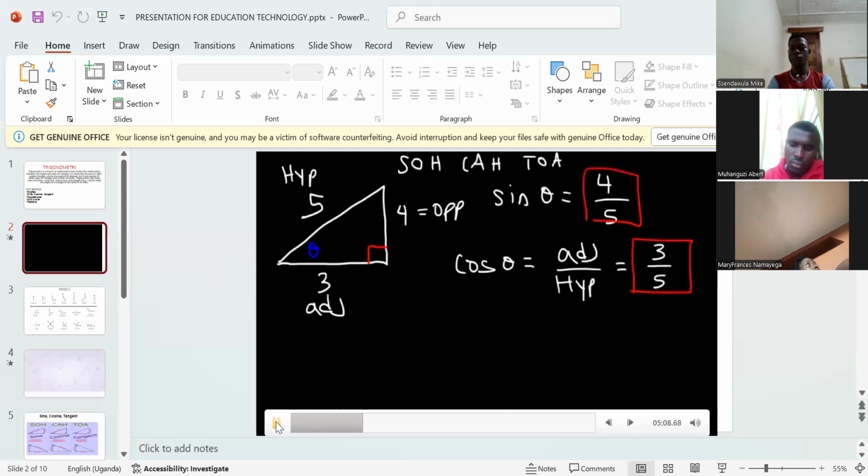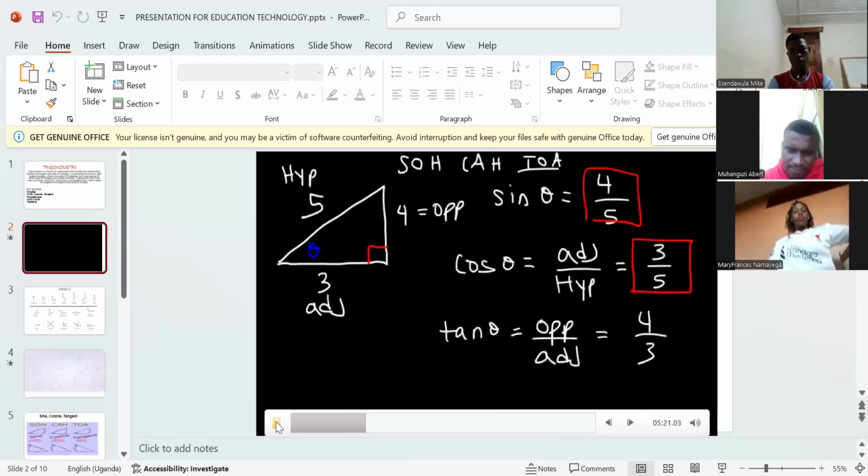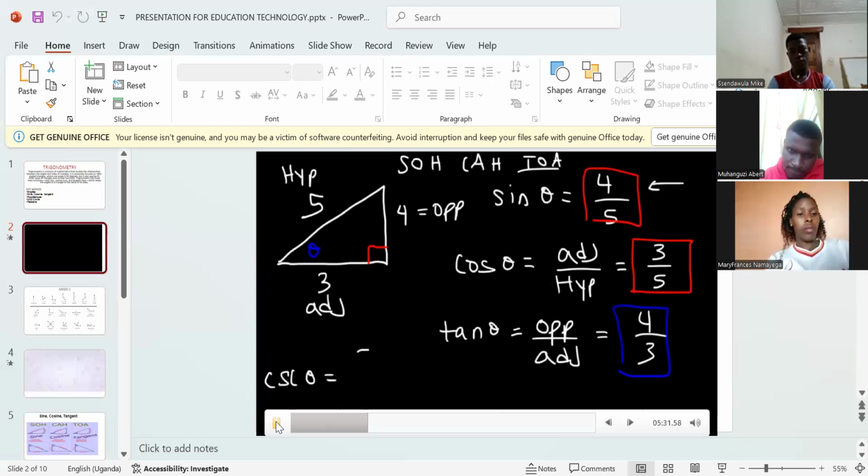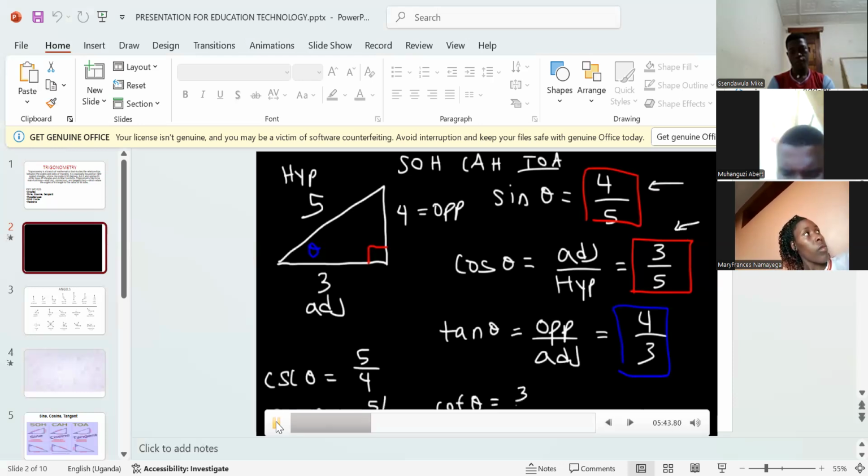Now let's find the value of tangent. Tangent theta, according to TOA, is equal to the opposite side divided by the adjacent side. So that's going to be 4 divided by 3. So that's the value of tangent. Now once we have these 3, we can easily find the other 3. To find cosecant, it's 1 over sine, so just flip this fraction. It's going to be 5 over 4. And secant is the reciprocal of cosine, so flip this fraction. Secant is going to be 5 over 3. Cotangent is the reciprocal of tangent. So if tangent is 4 over 3, cotangent is going to be 3 over 4. And that's how you could find the value of the 6 trigonometric functions.